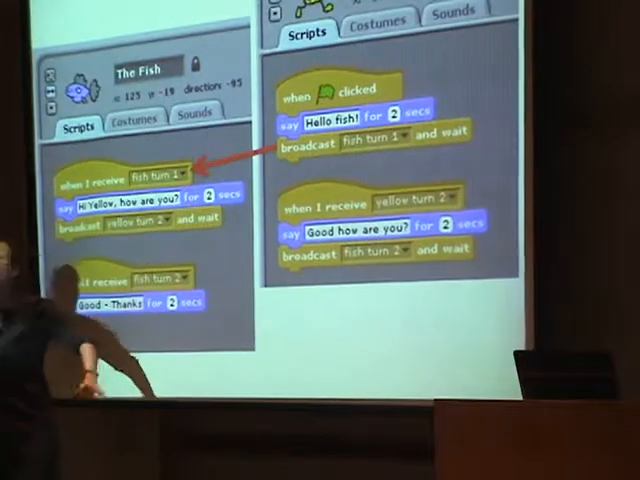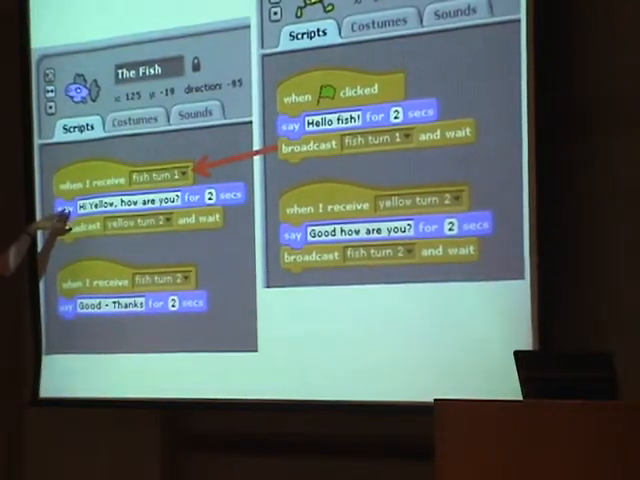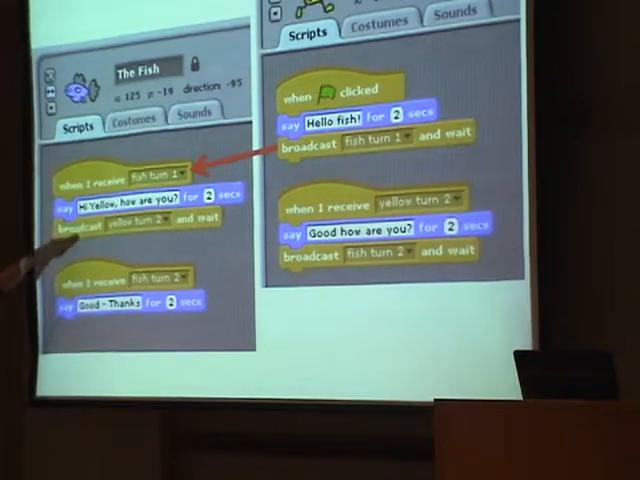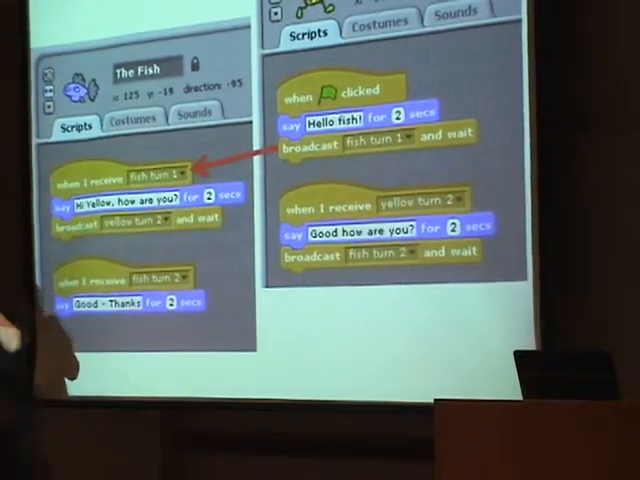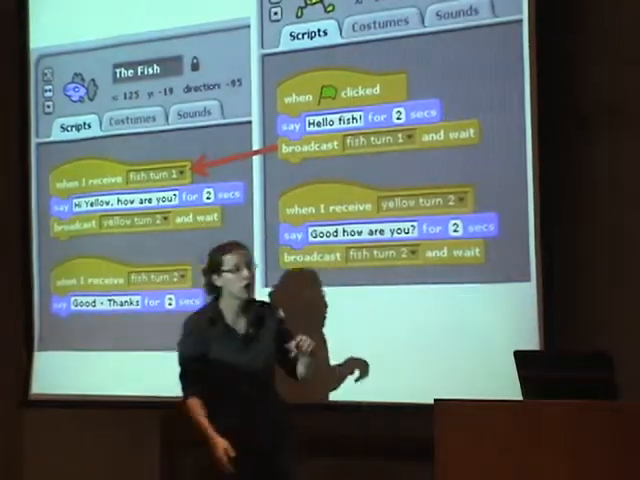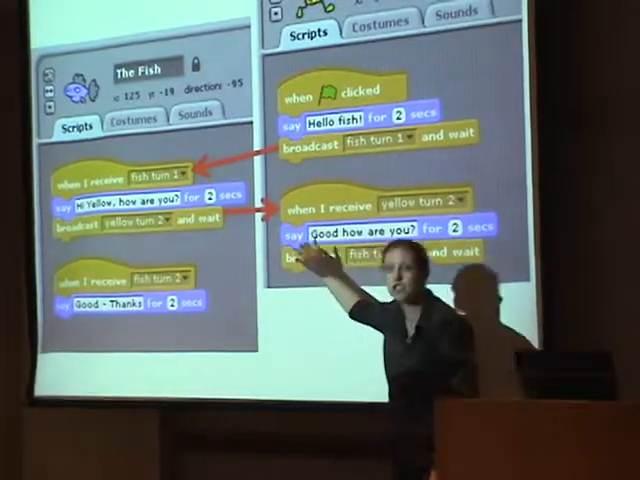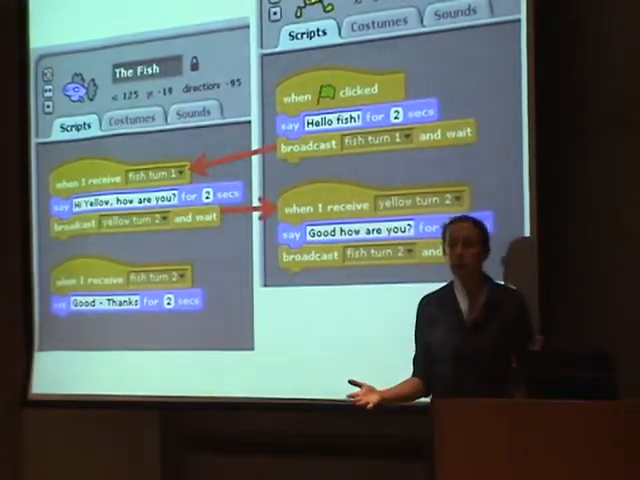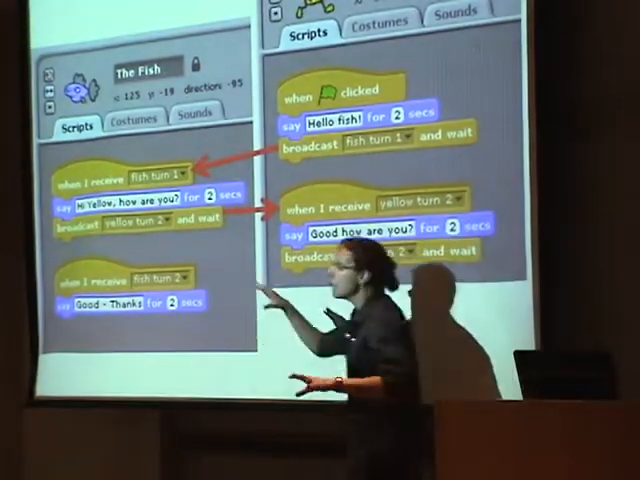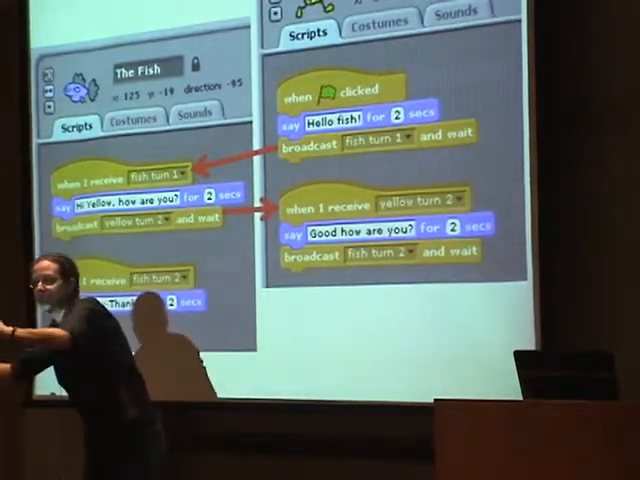This guy says, oh, I heard that. So he's going to say, hi yellow, how are you? Again, sorry, it's a boring play. He's going to broadcast yellow turn 2. There might even be 2 yellow turn 2 hats. But what he's going to do is he's sending a message to this other guy to say, hey, it's your turn to start. So you can see already how one character says something, tells the other character to say something.